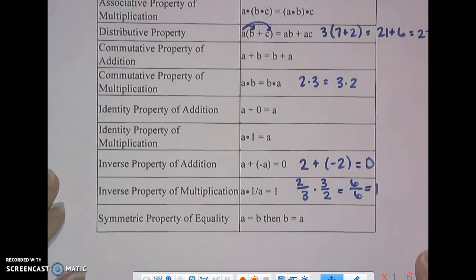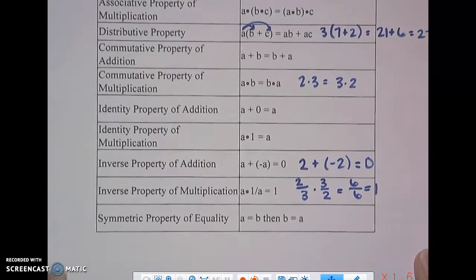Next property is the symmetric property of equality. This just says that if A equals B, then B has to equal A. So if 2 equals 2, then 2 would equal 2. Same thing there, okay?